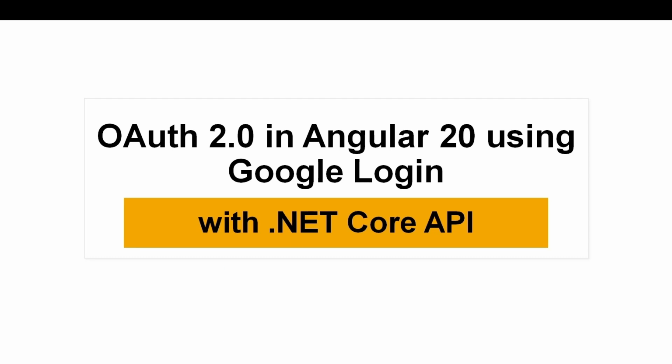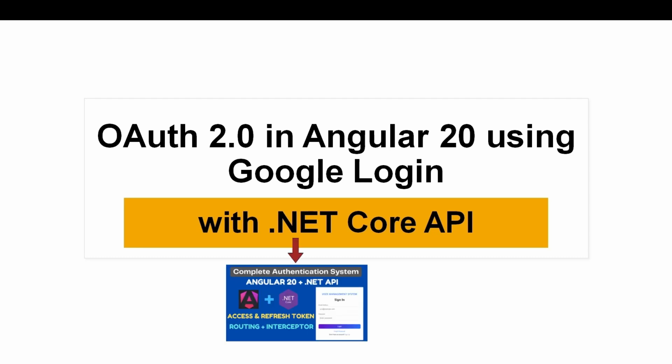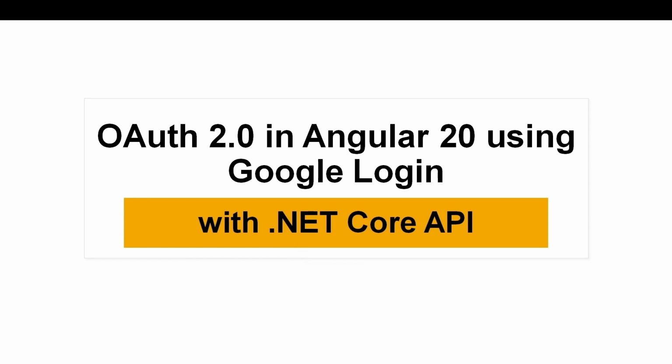Hello everyone. In our previous tutorial, we built a complete JWT authentication system using Angular 20 and .NET Web API as a backend. In that tutorial, we implemented access token, refresh token, login and secure API call. Today we are going to take a step further.